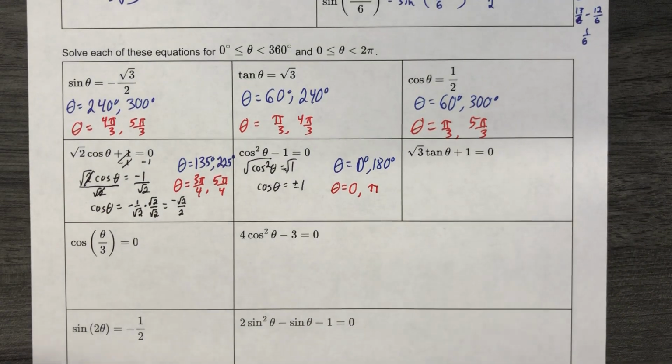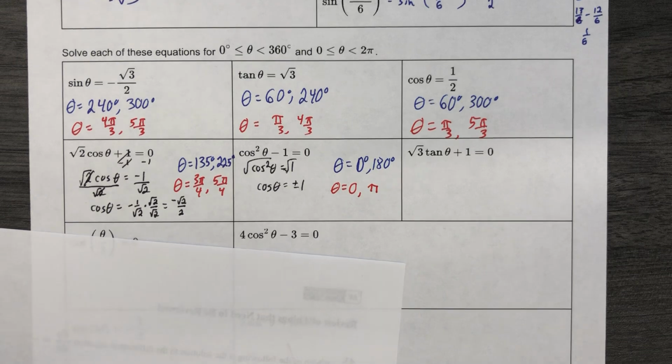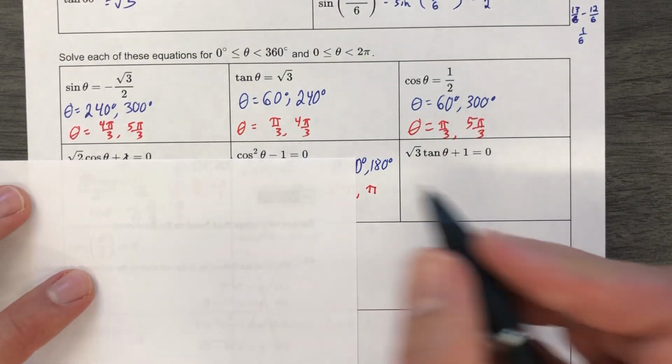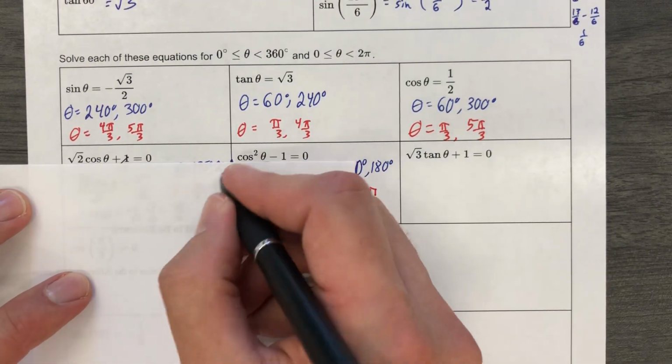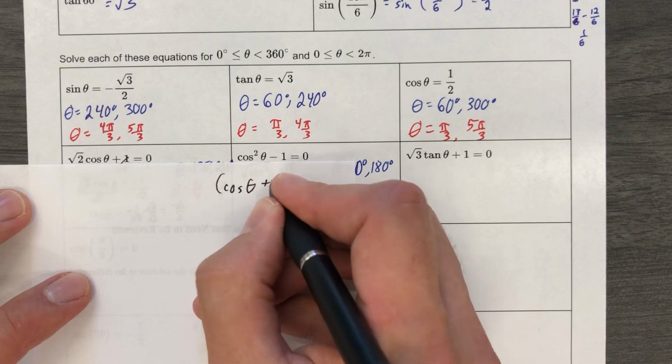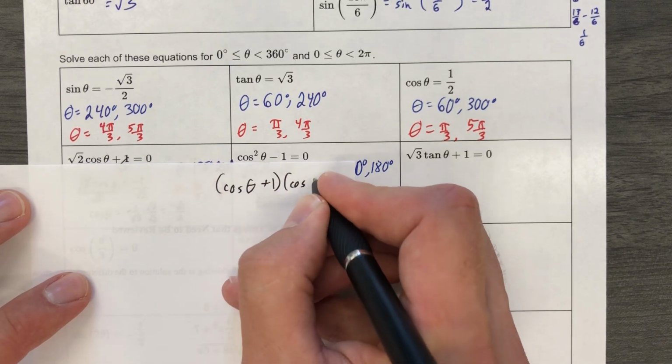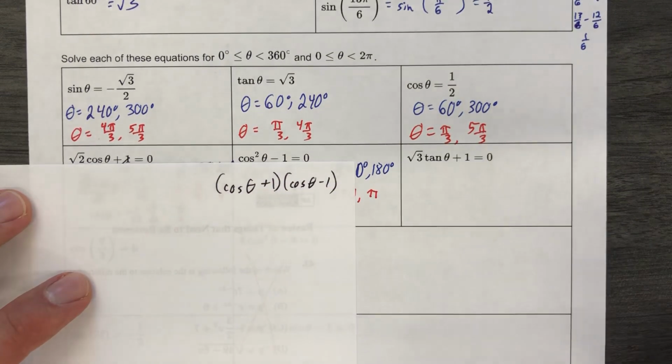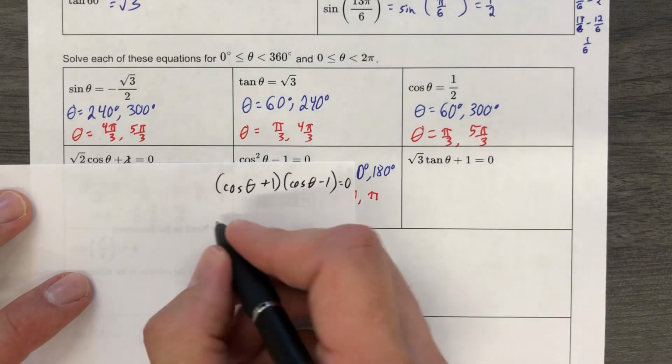All right, now if you're like, man, that was fun, but I wouldn't have thought to do it that way, I noticed it differently. Good for you, because we're going to do it differently right now. If I start back at the beginning, I could factor this as the difference of squares that it is. This is cosine theta plus 1, cosine theta minus 1. We'll set that equal to 0.